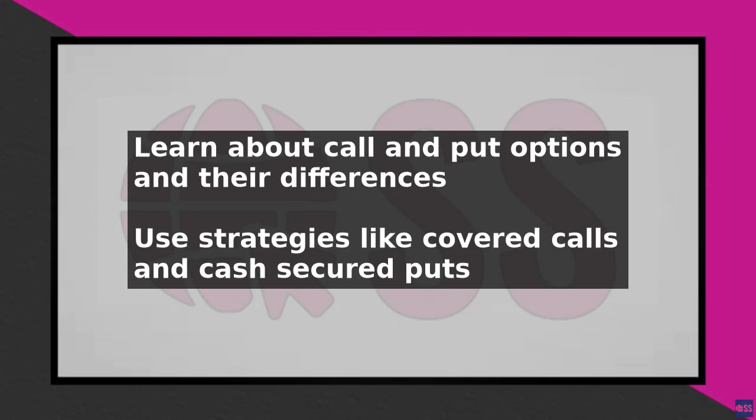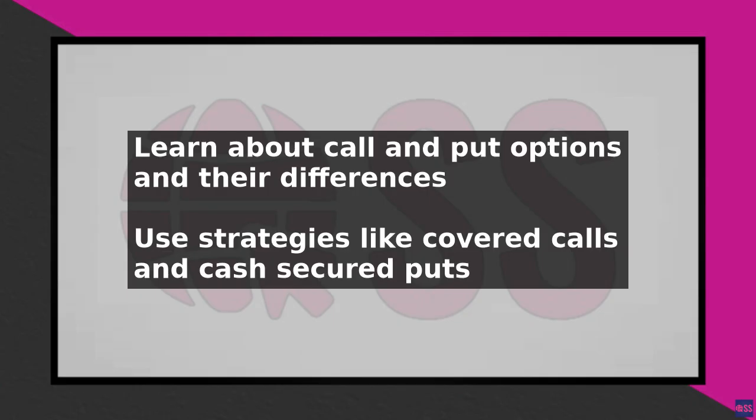Another strategy is the cash-secured put. This involves selling a put option on a stock you are willing to own, and using the premium you receive from the sale to buy the stock if it falls to the strike price. This strategy can help you buy stocks at a lower price and potentially earn a higher return.